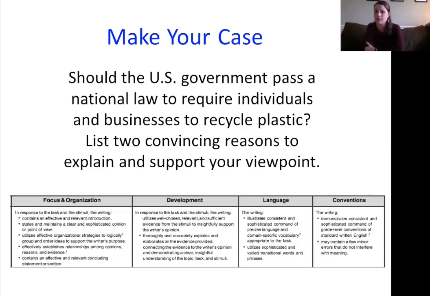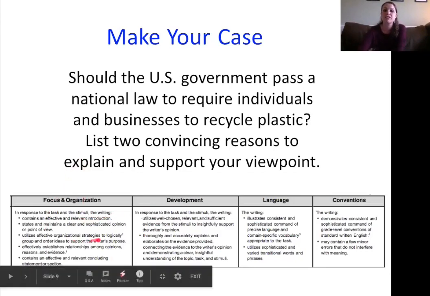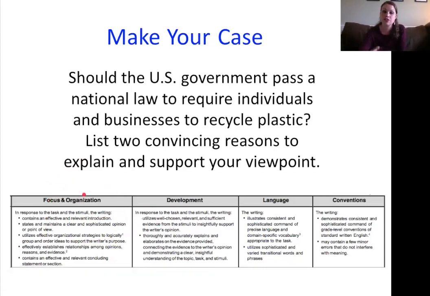Anytime I'm doing opinion writing, whether it's a quick write like we're going to be doing, or a longer process write, I'm thinking about our writing rubric. So even though we're not being graded exactly on this rubric, we're still going to think about all of these components. Focus and organization. Do I have a clear focus at the beginning of my writing? And is there some kind of structure that helps the reader follow my ideas throughout the text?